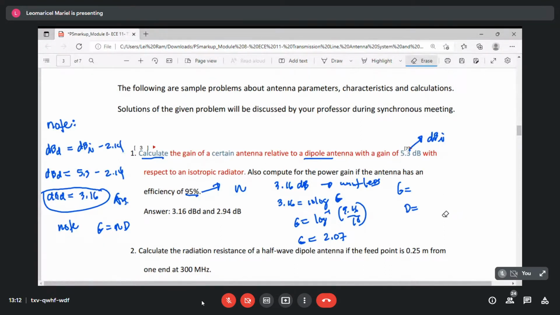So, since our formula here is efficiency times D, the gain is actually efficiency times the directive gain. What we took here, since we were given an isotropic radiator, is definitely the directive gain. So instead of G, this is actually your D.